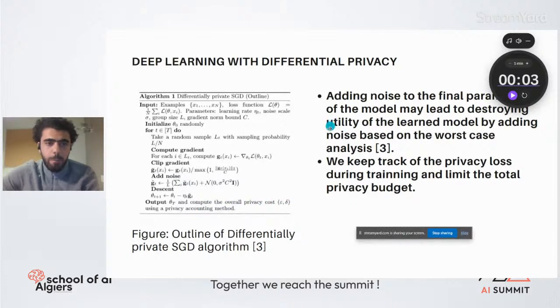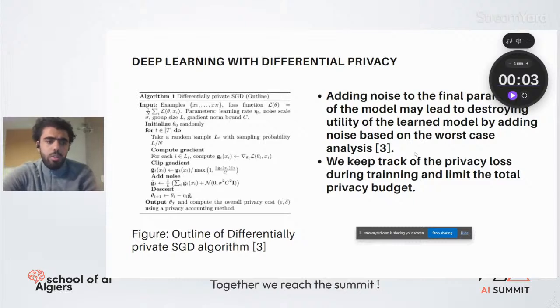And the argument was that, like I said, adding noise to the final parameters of the model may destroy the utility of the learned model, because the noise is based on worst case analysis. If we fully train the model and then add noise, we may add it based on the worst case, which may lead us to add a very large noise because we try to cover the worst case scenario. So instead, they decided to add noise to the gradient all along the training.